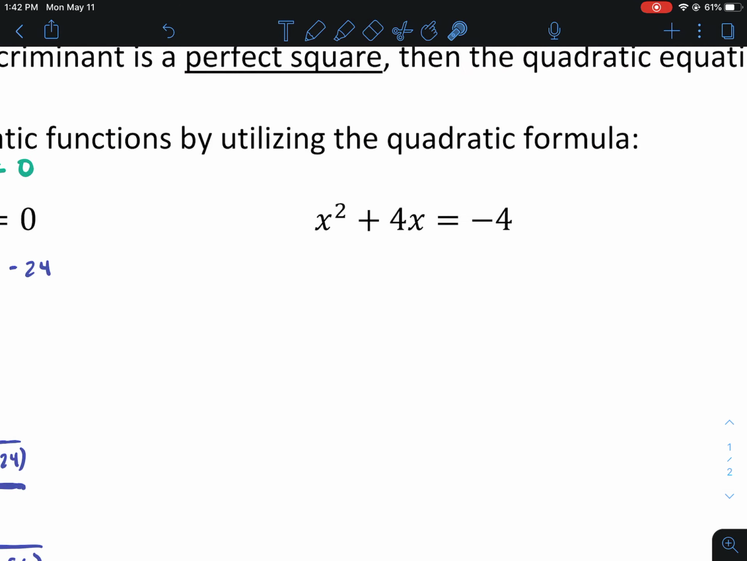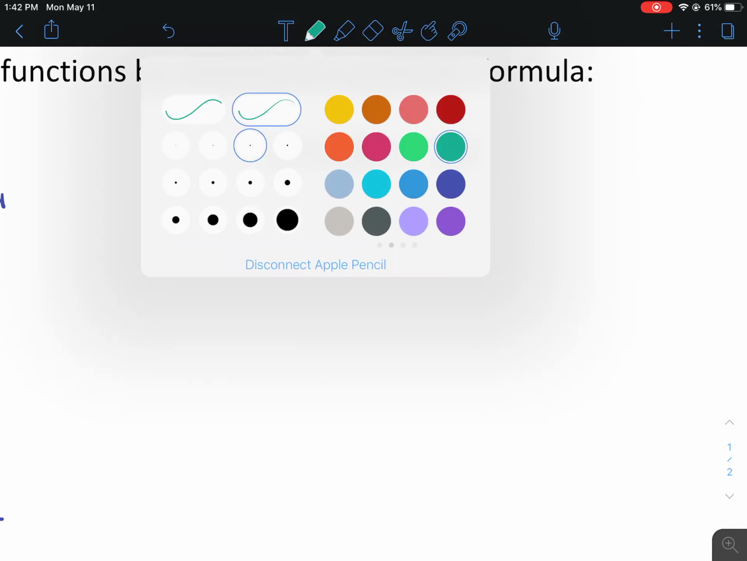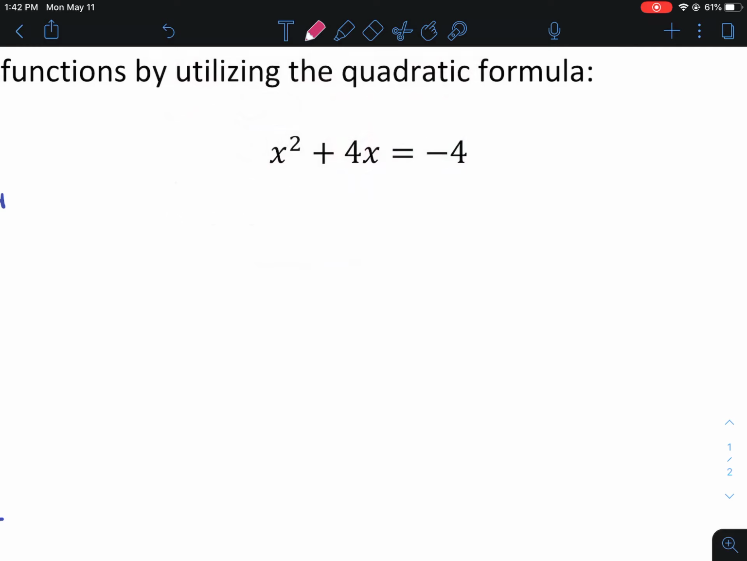Now, it's important, in this example, it's not in standard form yet. So before we apply the quadratic formula, we have to add that 4. Let's do red.